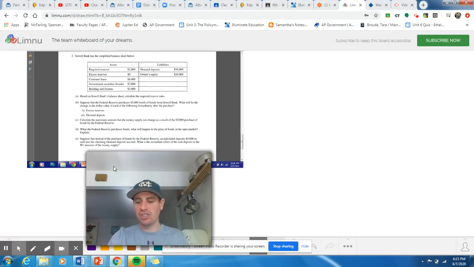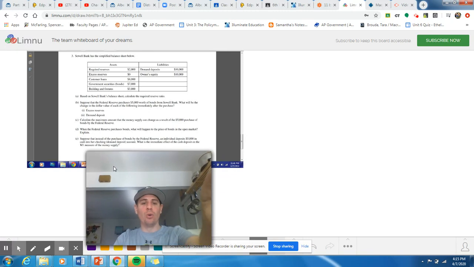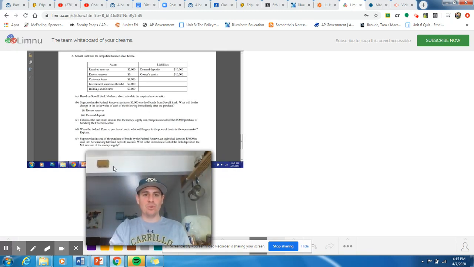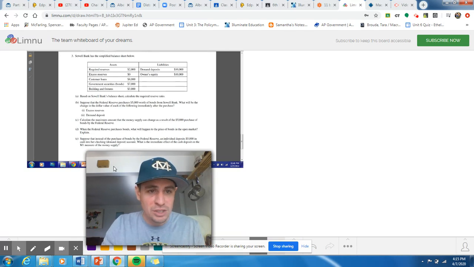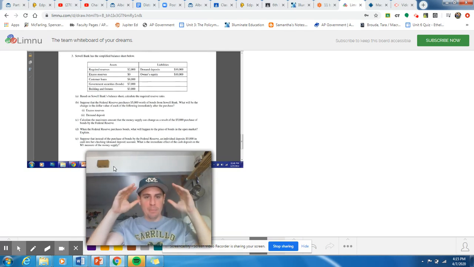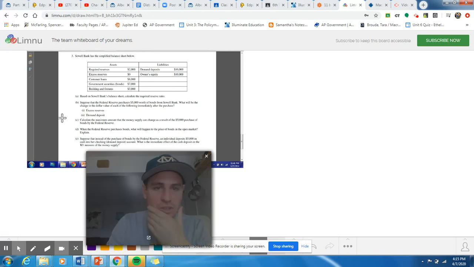Again, a bank balance sheet. Why is this important to know? Your AP test is not going to have you actually graph as is, so this could potentially be fair game. You'll notice there are no graphs involved. So again, a bank balance sheet, keyword there, balance. Let's double check to make sure it's balanced.